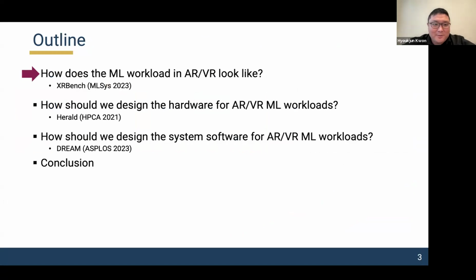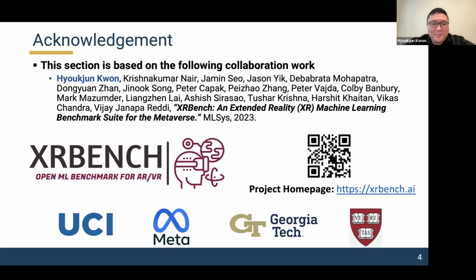My talk will first cover the machine learning workload in AR/VR. Then I will move on to the hardware system design using one of our recent works as an example. Then I will discuss how we should design the software system, and then I'll conclude my talk. So let me begin with the workload side. First of all, I wanted to acknowledge these amazing colleagues. This work was based on this collaboration.